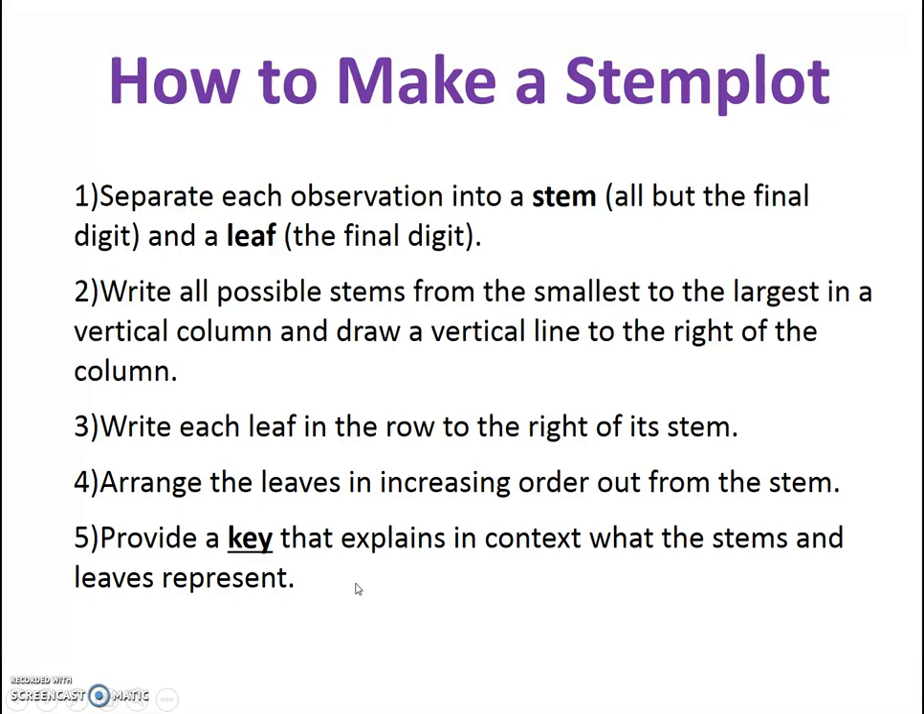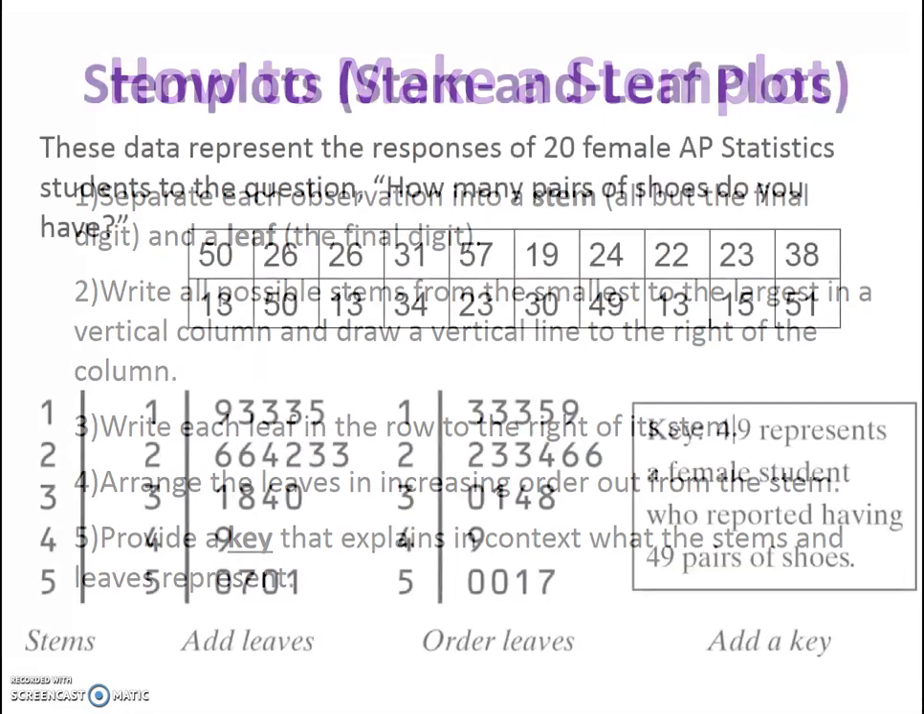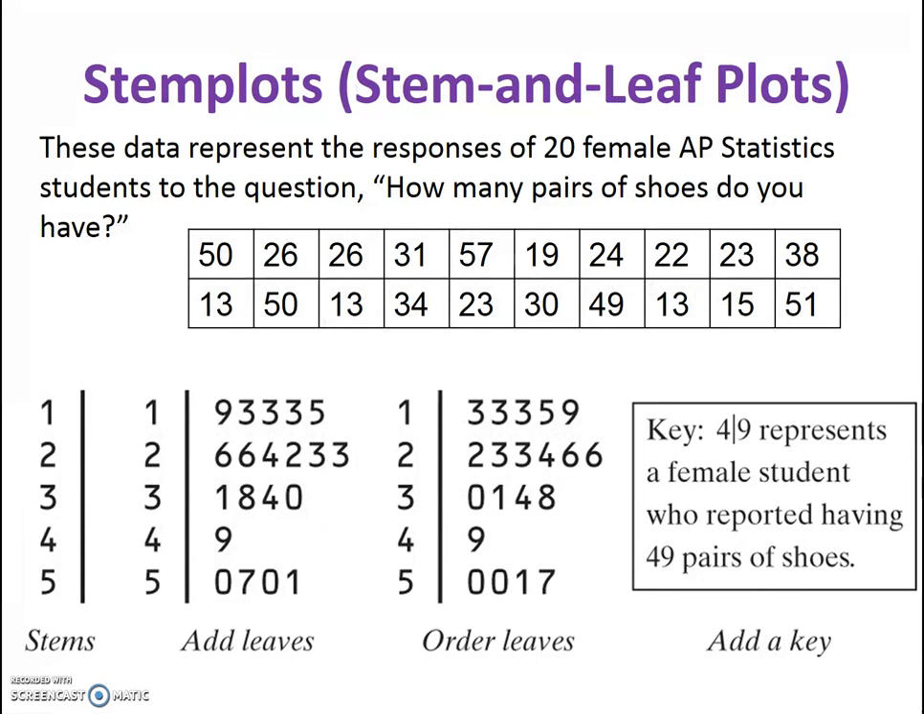Provide a key. Make sure you have that key and make sure there is context. Right? There's not really a title that's needed. You just need a key with some context, what the stems and the leaves represent. Now, there's different stem plots you can do.